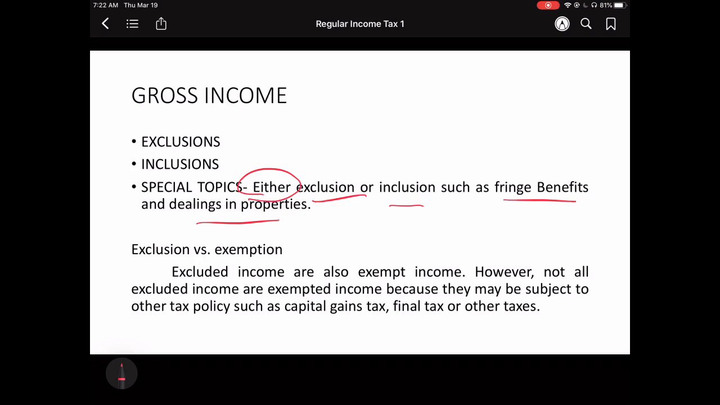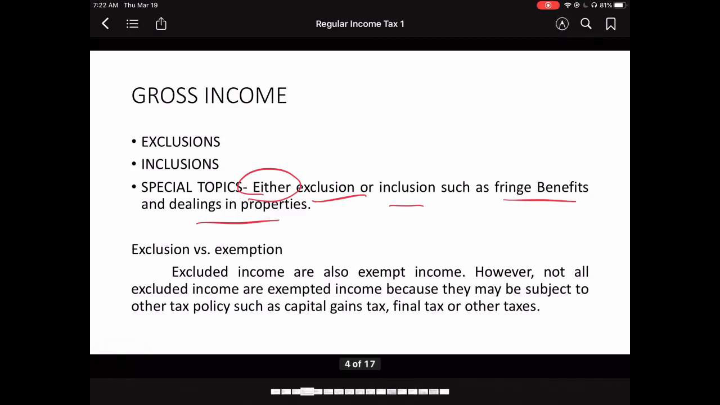Okay, now, again, excluded income are also exempt income. However, not all excluded income are exempt income because they may be subject to other tax policies such as capital gains tax, final tax, or other taxes. That is why they are not appealed as part of the gross income in the regular income tax.